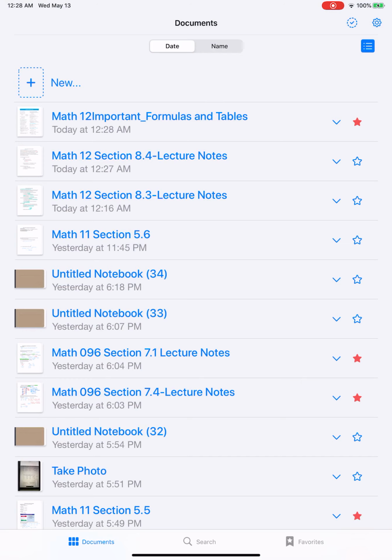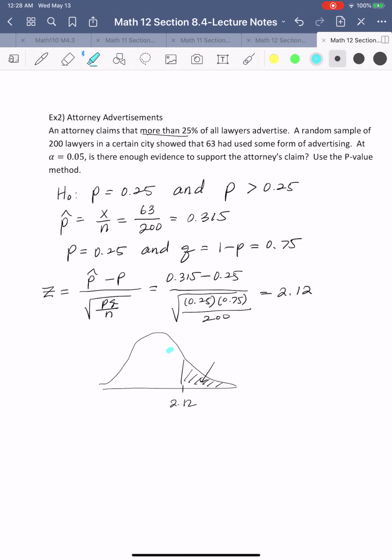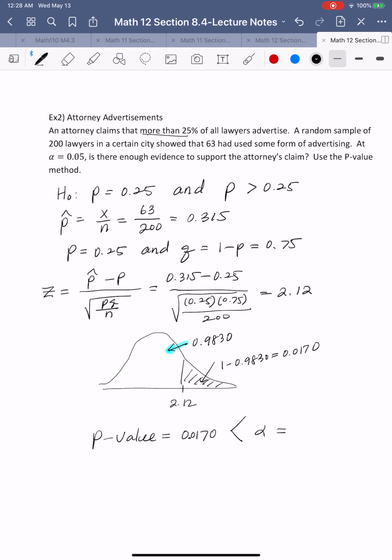But this is the area to the left, and it is 0.9830. So in order to find the right tail, you need to subtract: 1 minus 0.9830, which is 0.0170. So the p-value for the right tail is 0.0170. Is that less than alpha, which is 0.05? Yes, it is, so we reject the null hypothesis.